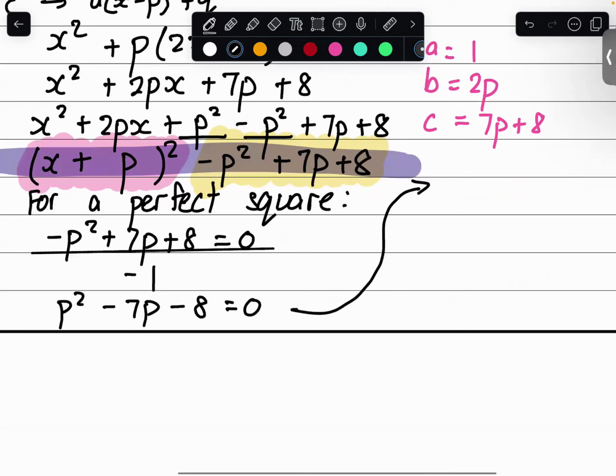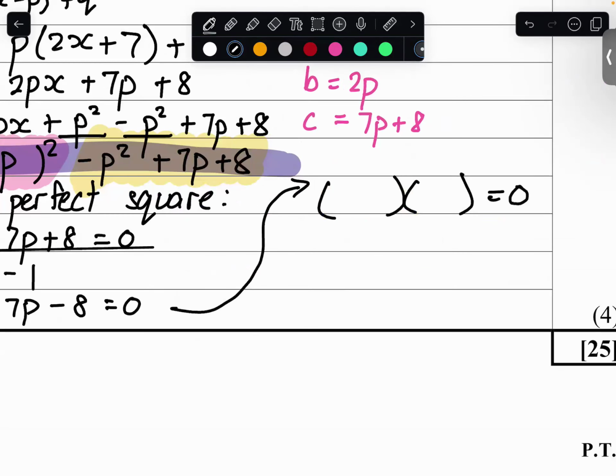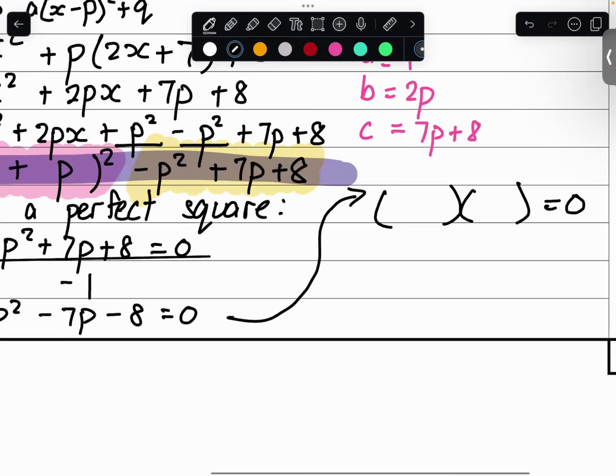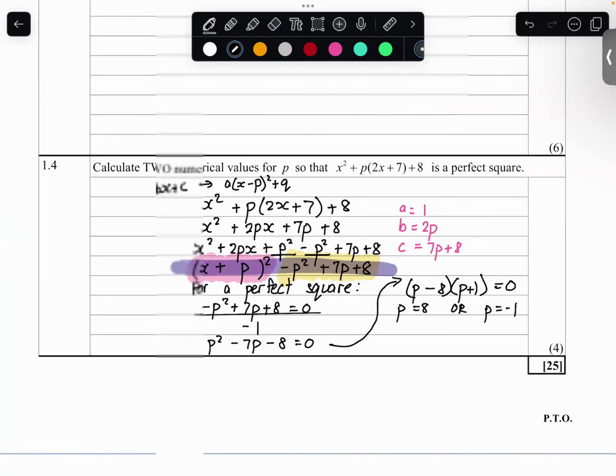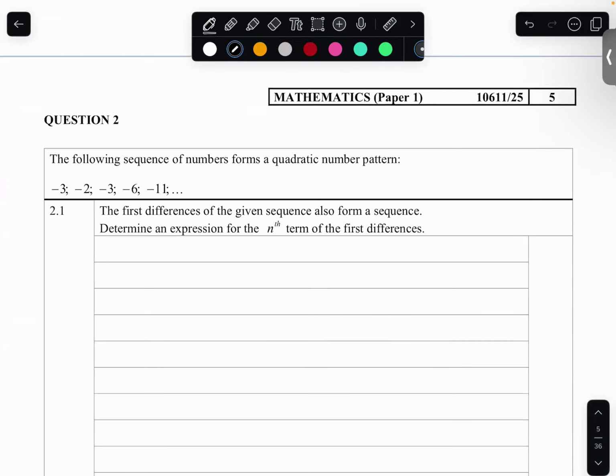Then we're going to factorize the trinomial. We have p and p. We have 8 and 1, minus and plus. p is equal to 8, or p is equal to negative 1. So the question said determine two numerical values of p, so that that entire equation is a perfect square, and that's how you do it. All right, wasn't so bad.